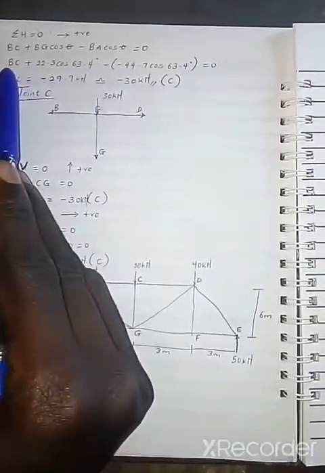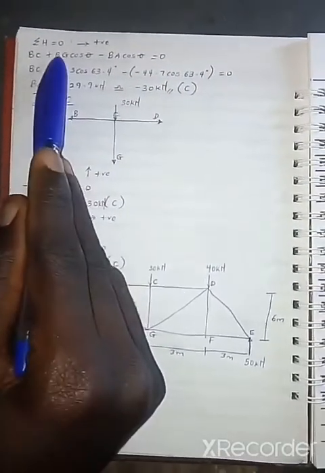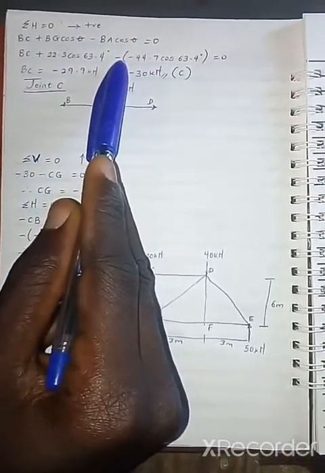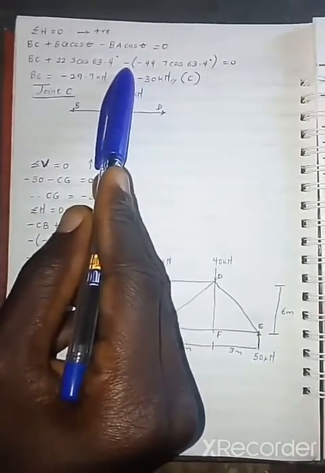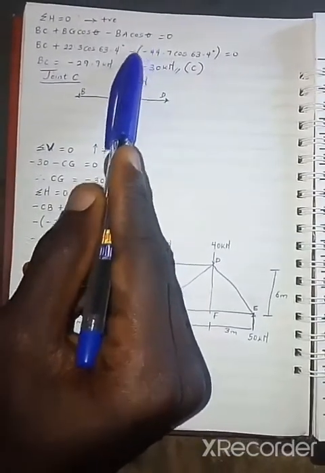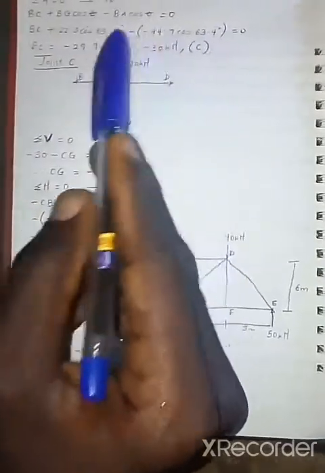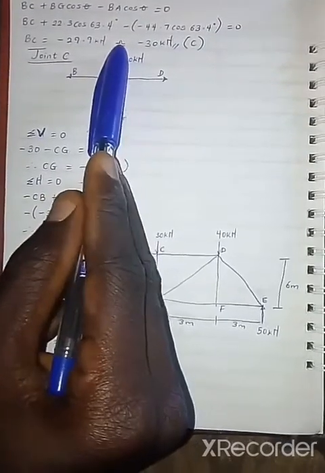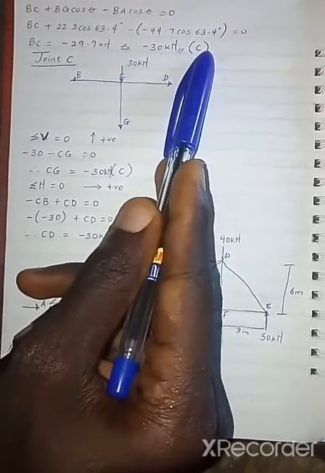So we substitute the members that we have gotten. Then BC plus 22.3, we have gotten BG in the previous joint, cos 63.4 minus. Always be careful when dealing with a negative sign. So this will be minus into bracket minus 44.7 cos 63.4 degrees equals 0. So we resolve it to be minus 29.9, that's approximately minus 30 kilonewtons, negative meaning compression.